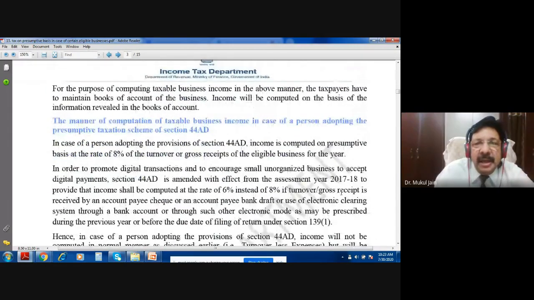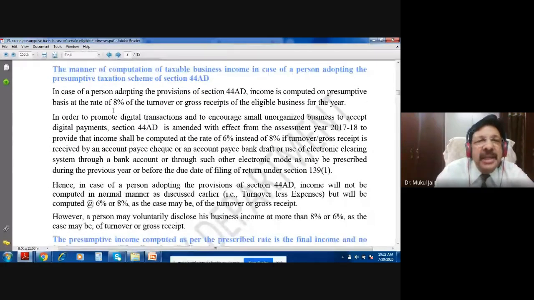ये देखो ये आ गया, ये बीच में आया है, देखिए ये इनकम टैक्स से ही मैंने लेटेस्ट निकाला है। ये देखो ये लिखा है ना, मैनर ऑफ कंप्यूटेशन, मेरा जहां कर्सर है, ये प्लीज सी दैट in case of a person adopting the provisions of section 44 AD, income is computed on presumptive basis at the rate of 8% of the turnover or gross receipts of the eligible business for the year.